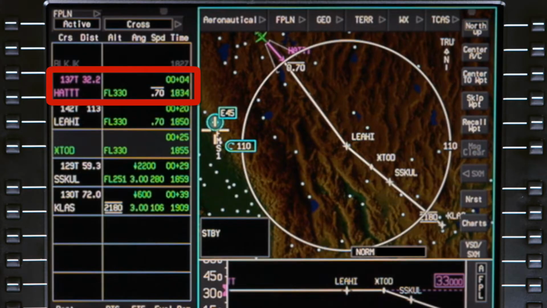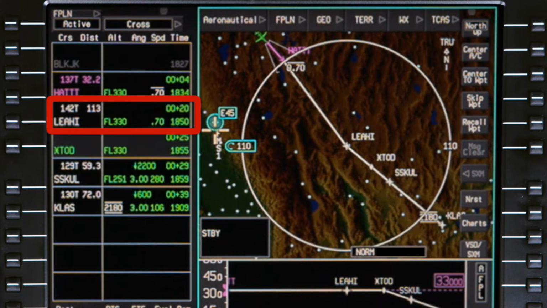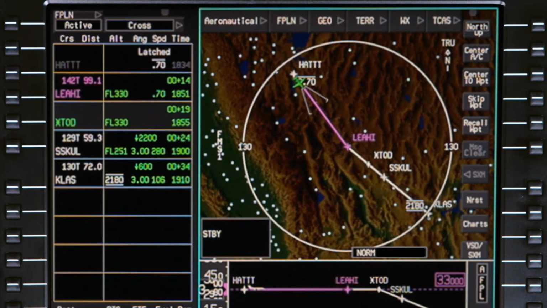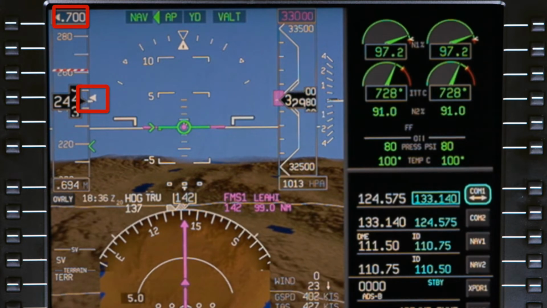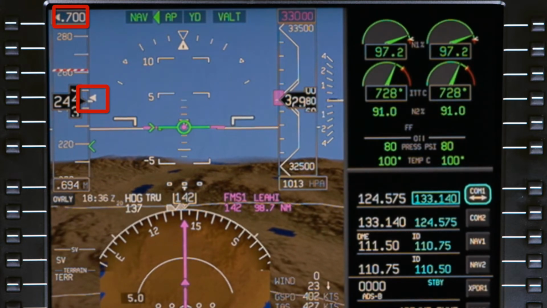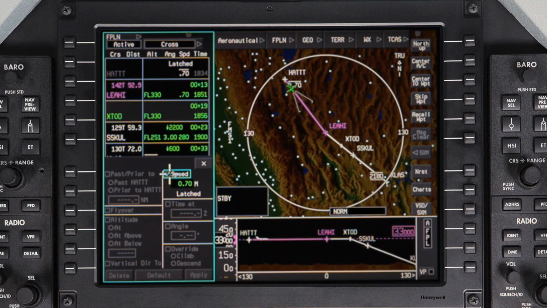Speed constraints on waypoints after the top of climb and before the top of descent are considered cruise speed constraints. The FMS will target the speed constraint after the waypoint is crossed and will maintain that speed until another cruise speed constraint is encountered or until the top of descent. The latch speed indication is shown to alert the pilot that the system is targeting a speed constraint behind the aircraft. The FMS will target the speed constraint for all remaining waypoints until another speed constraint is encountered, or the latched speed is deleted from the waypoints list.